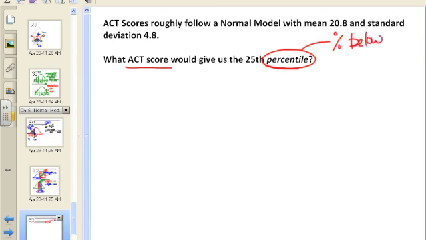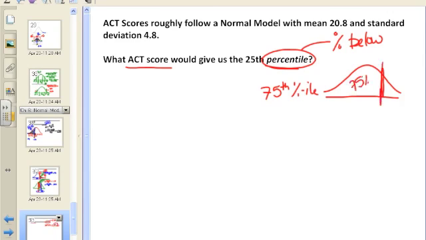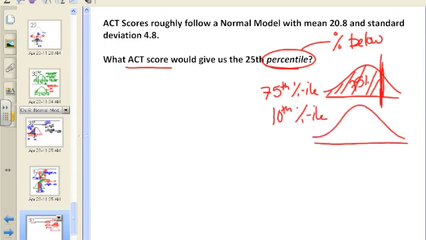Percent below that cutoff. So just for example, if I asked you about the 75th percentile, in your mind, in the normal model, that means there's a place where there is 75% below that spot. 10th percentile. So in your mind, we have a picture where there's some spot, and below that spot is 10%. Okay, so that's what I mean by below.